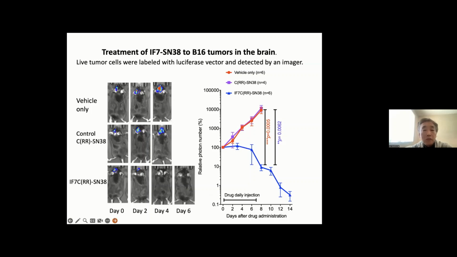So we treated with IF7 conjugated chemotherapeutic. And as you see in this slide, in the vehicle only treated brain tumor bearing mouse, the tumor increased over time, and the mouse died. A control SN38 conjugated peptide was injected through the tail vein, and it was very similar. There is no effect, and the mouse died. But IF7 conjugated SN38, at a much lower dose than SN38 alone, had a significant effect. And then the tumor signals decreased below the original level.